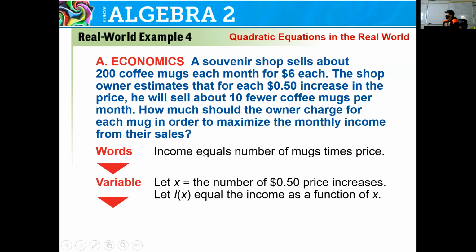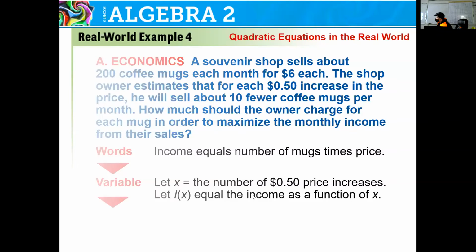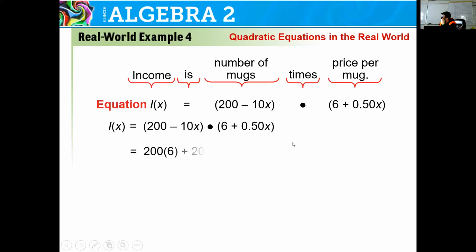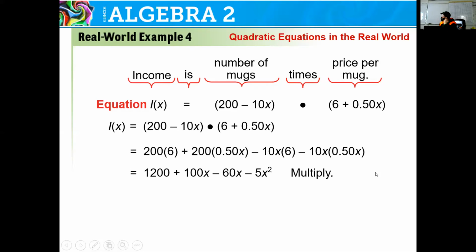Okay, we're going to set that to a variable. Let x equal the number of 50-cent price increases. Let I of x equal the income as a function of x. So they're just breaking it down where x is 50. So the number of mugs, that's 10 fewer for every 50-cent increase, and then the price per mug. So in this case, we're going to FOIL this out. Then we'll simplify to get negative 5x squared plus 40x plus 1,200.